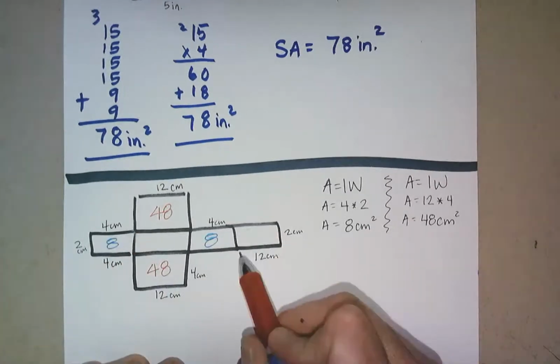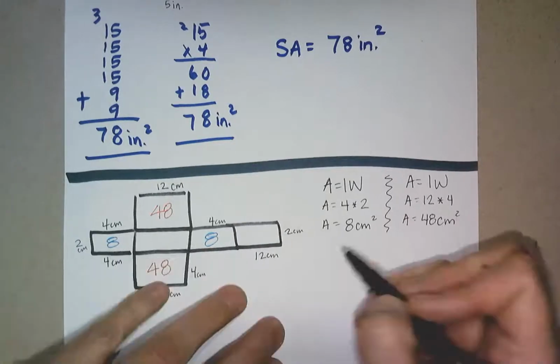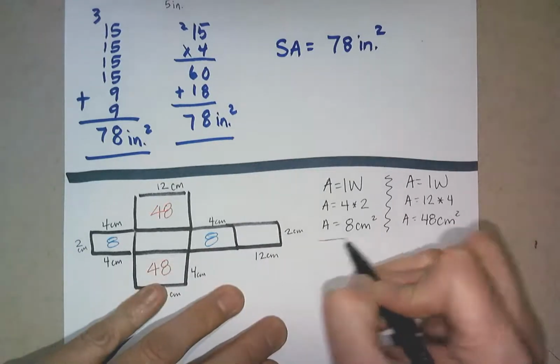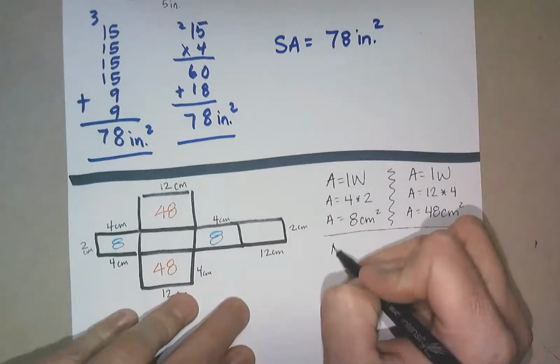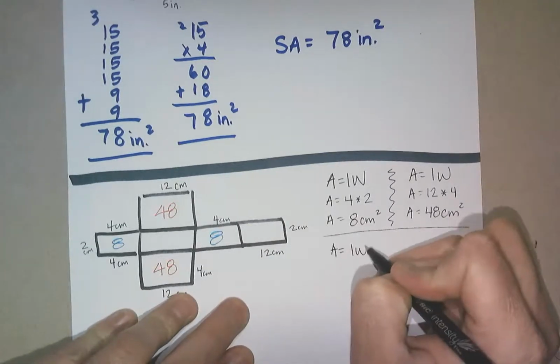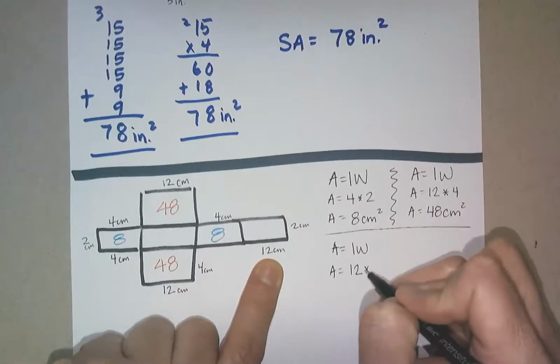I notice this is a 12 and that's a 2. So it looks like I need to do my area formula. Area formula again. Area equals length times width. Area equals 12 times the 2.